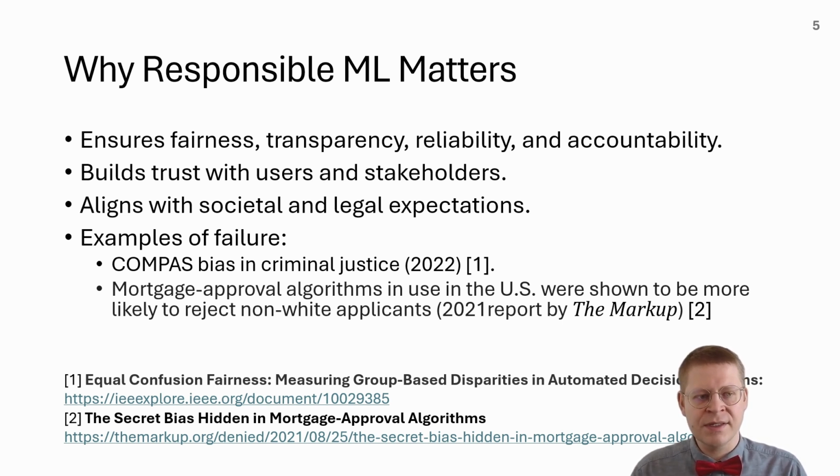AI is increasingly integrated into critical decision making processes. Think about hiring, lending, or even judicial sentencing. If people affected by these systems cannot trust them, adoption fails and harm increases. Third, it ensures alignment with social and legal expectations. As regulations like GDPR and ethical standards evolve globally, ensuring our models meet these expectations will keep them relevant and safe.